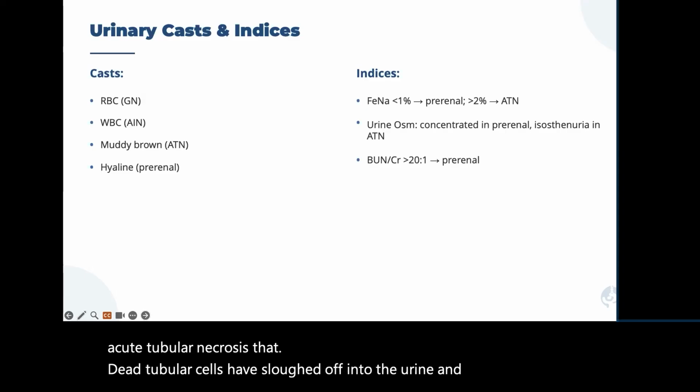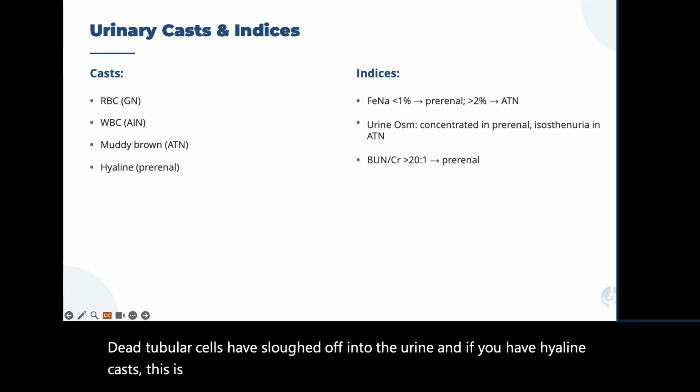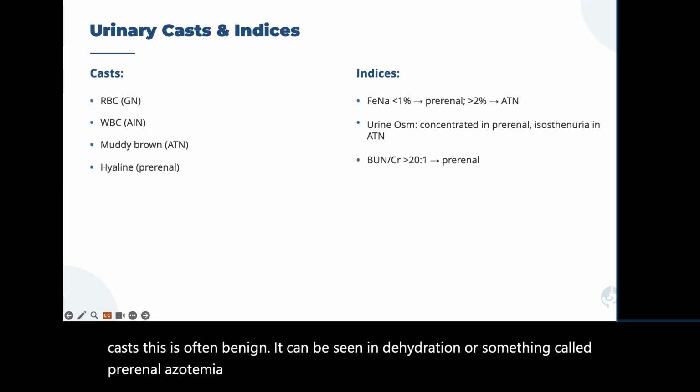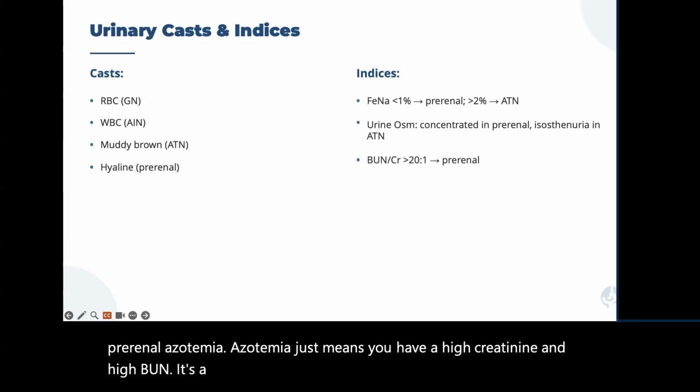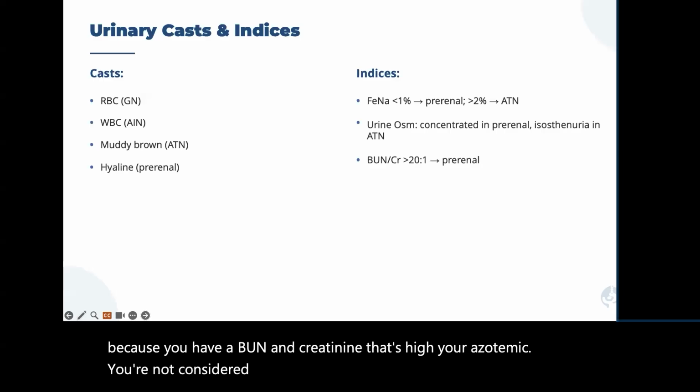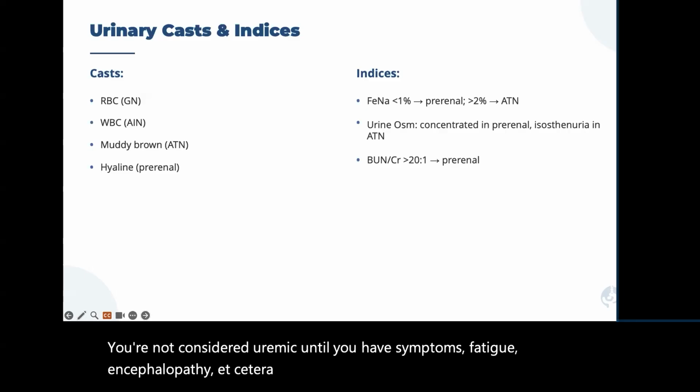And if you have hyaline casts, this is often benign. It can be seen in dehydration or something called prerenal azotemia. Azotemia just means you have a high creatinine and high BUN. It's a lab finding. Uremia is azotemia with symptoms. So just because you have a BUN and creatinine that's high, you're azotemic. You're not considered uremic until you have symptoms, fatigue, encephalopathy, etc. Okay, that's the distinction there.